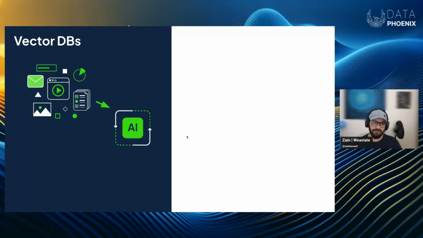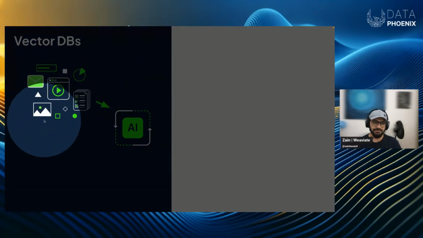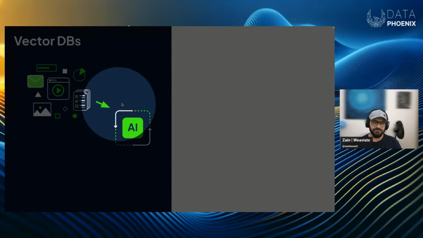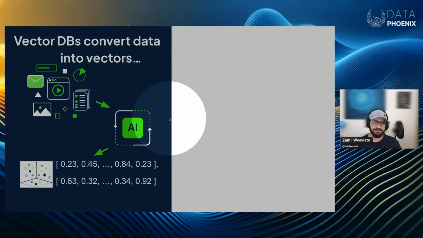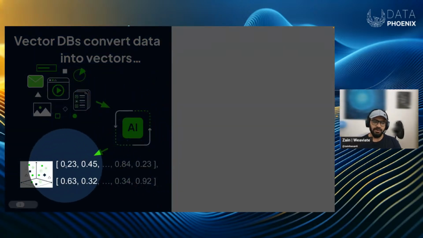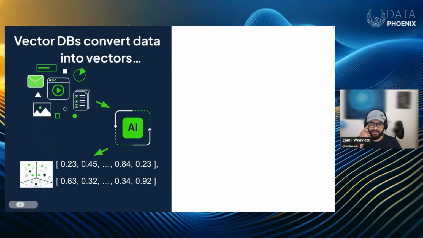Vector databases basically take all of your data. Imagine this is all the files on your computer: videos, emails, images, text documents. They go through some machine learning model, some AI model, and the job of this model is to turn your data into vectors. One data object maps to one vector object, and a vector is just a group of numbers. If you have 1,000 data objects, you'll have 1,000 vectors, a one-to-one mapping.